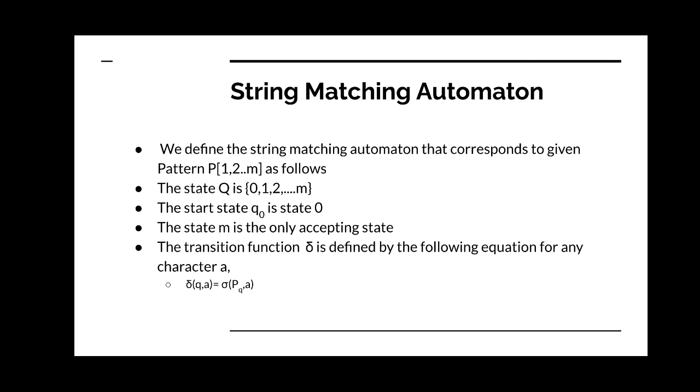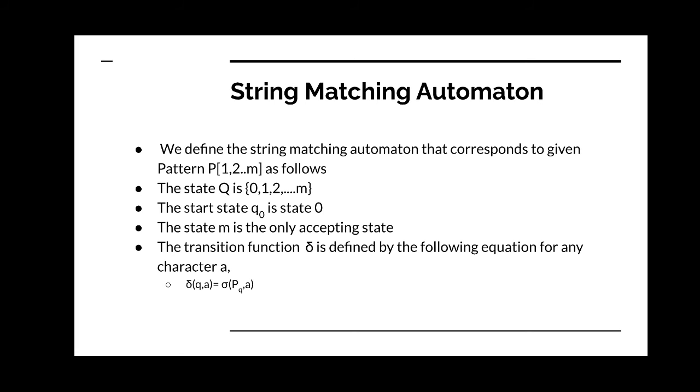The start state q0 is the state 0. The state M is the only accepting state. So if you are reading a text string T and you come to the state M, it means that you have read a pattern in the text.